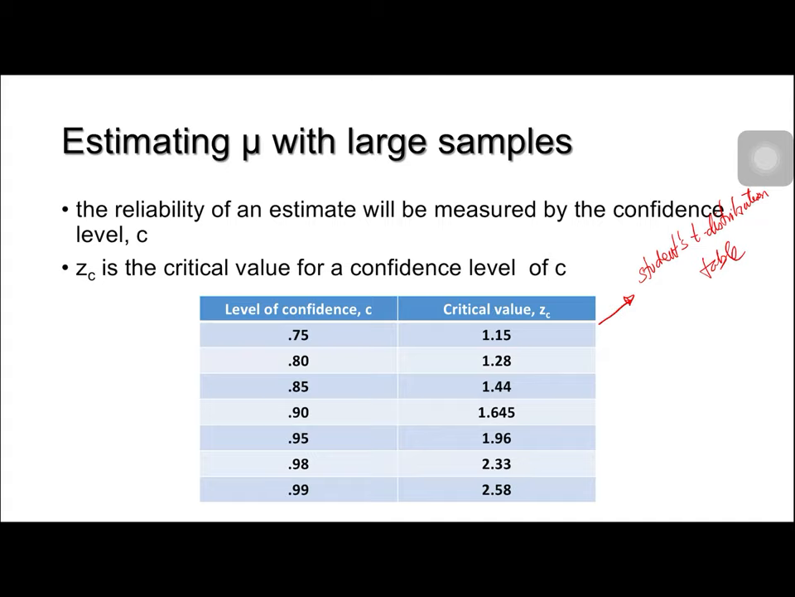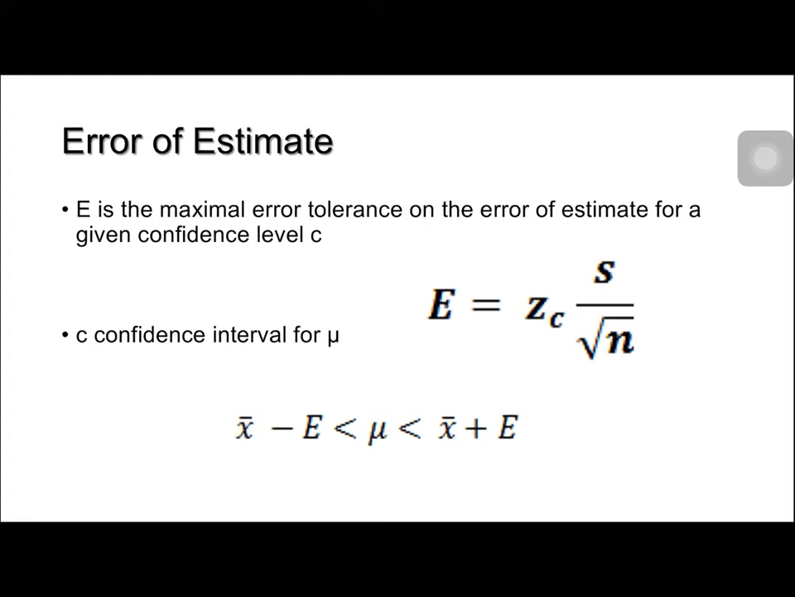Distribution table, okay, in the infinity row. So we have there at 0.75, the critical value is 1.15, 80% or 0.80, we have 1.28, 85% level of confidence or 0.85, we have 1.44, 0.90, we have 1.645, 0.95, we have 1.96, 0.98, we have 2.33, 0.99, we have 2.58.